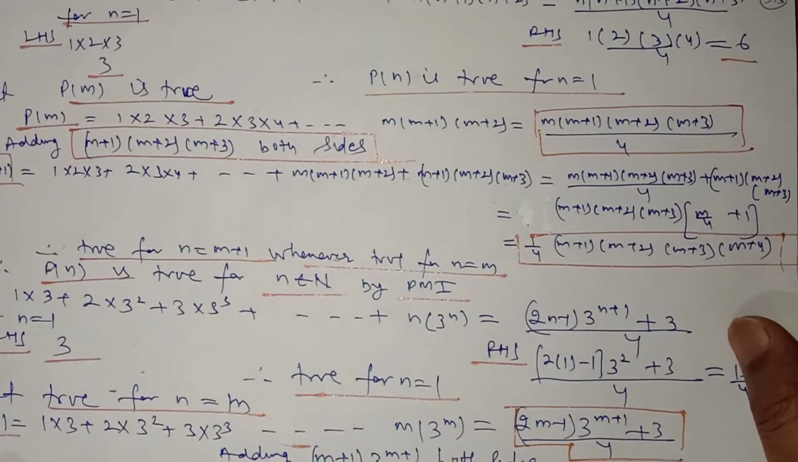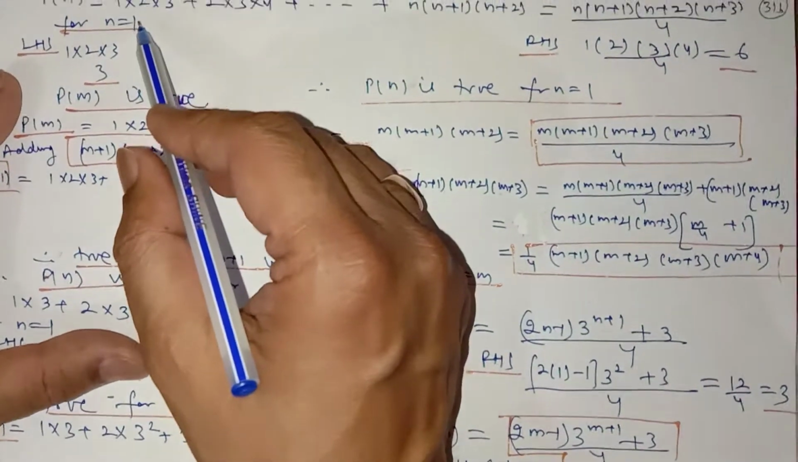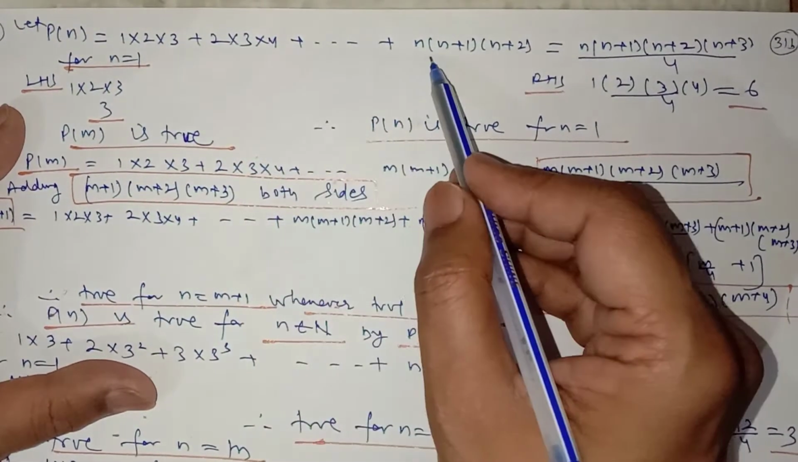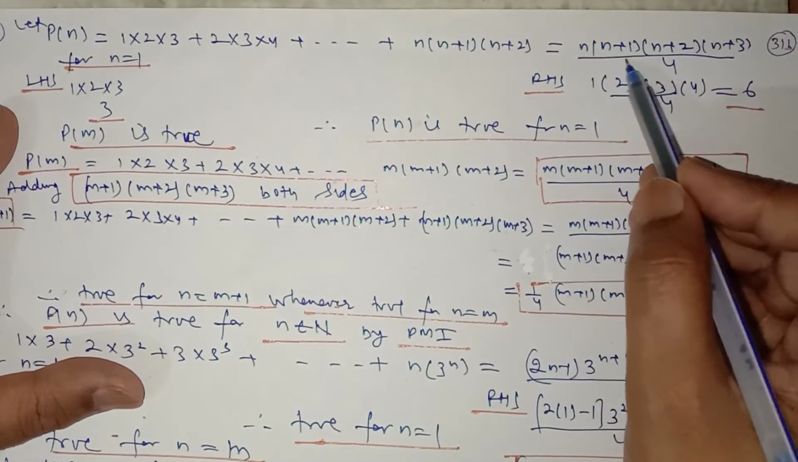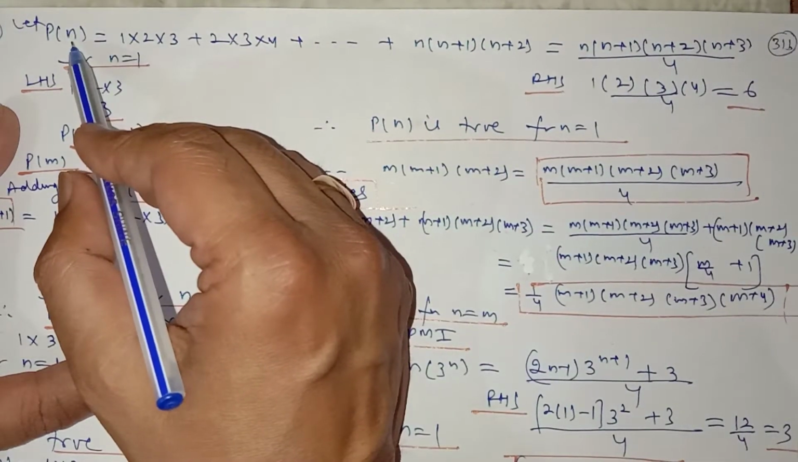Now in question number 4, also the sum of a series is given, that is 1 into 2 into 3 plus 2 into 3 into 4, up to n(n plus 1)(n plus 2), is equal to n(n plus 1)(n plus 2)(n plus 3) upon 4. You let that it is equal to Pn.